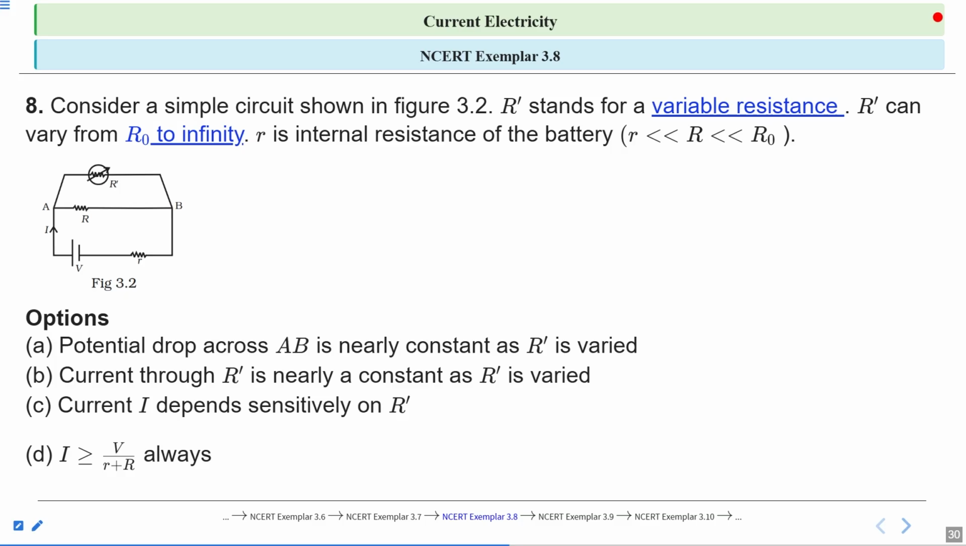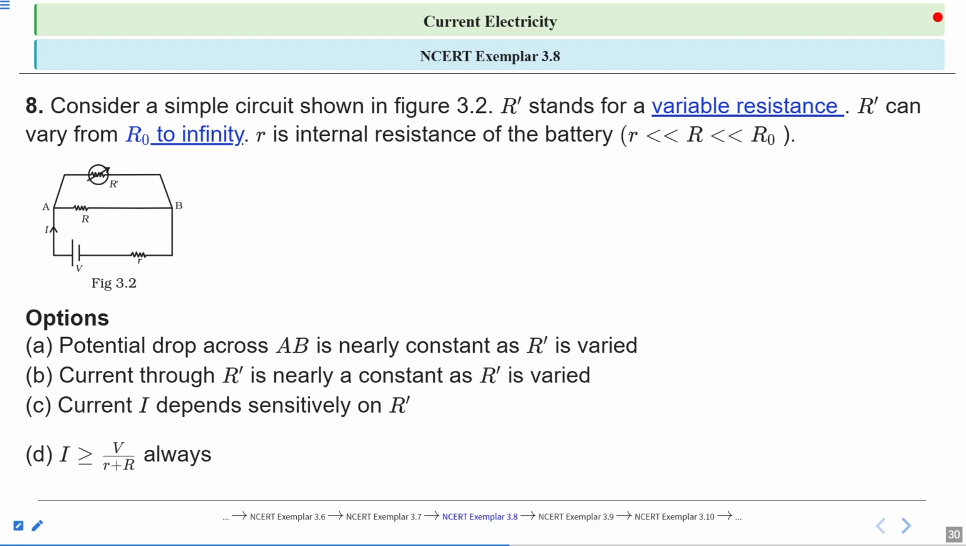So the options are: A, potential drop across AB is nearly constant as R dash is varied. If we vary the value of R dash from R naught to infinity, the potential drop across AB is nearly constant. B option is current through R dash is nearly constant as R dash is varied. C option, current I depends sensitively on R dash.